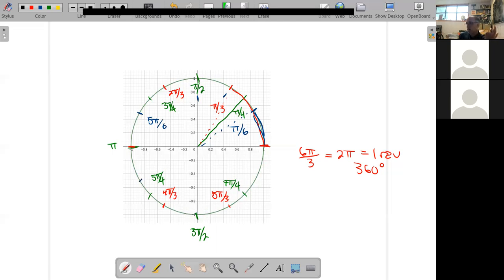7 pi over 6's takes me right here. 8 pi over 6's, got that. That's the same as 4 pi over 3. 9 pi over 6's, let's just double check. 9 pi over 6, 3 goes in the top and bottom, reducing down to 3 pi over 2. Check, got it. That's that angle. So that was 9 pi over 6, 10 pi over 6, 5 pi over 3. 11 pi over 6, I don't have that one yet.